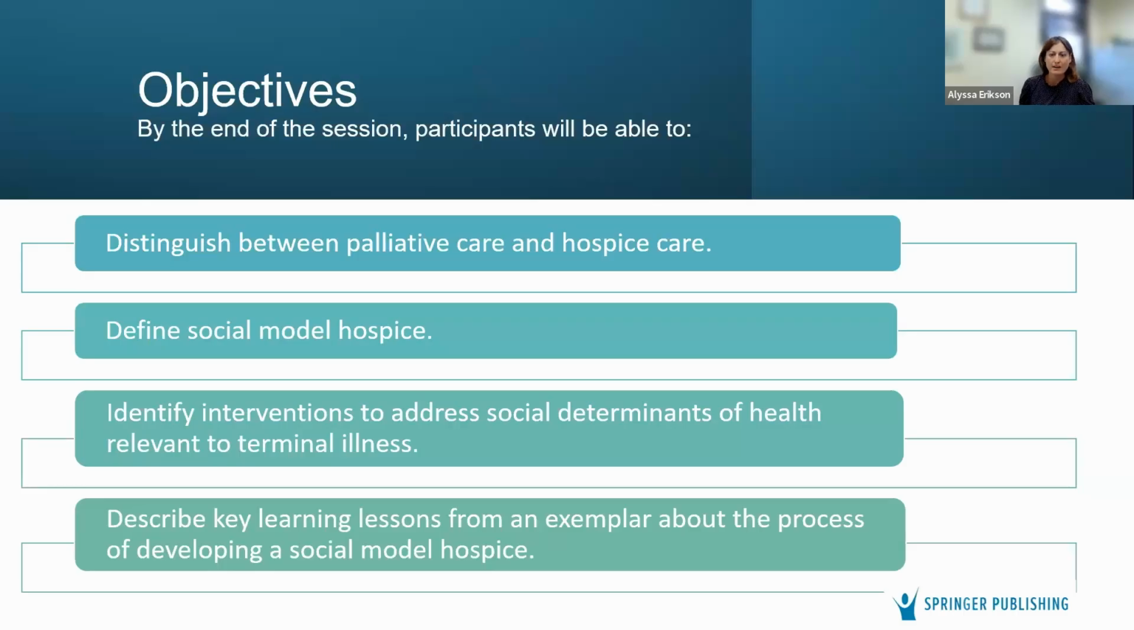For the first part, I'll be presenting on these objectives, and then Barbara will come in with the last part of the presentation. So for this first part, I'm going to go through distinguishing palliative care from hospice care, defining social model hospice, identifying some interventions to address social determinants of health from a recent exemplar, and then describe key learning lessons from this exemplar about the process of developing a social model hospice.